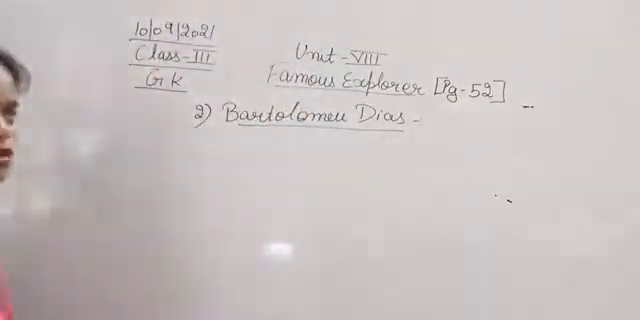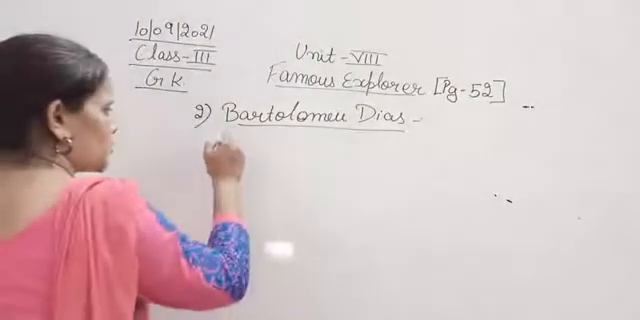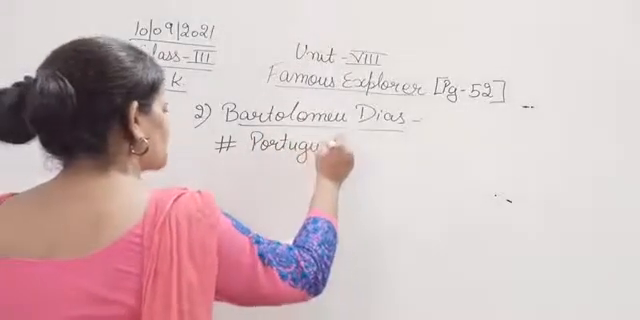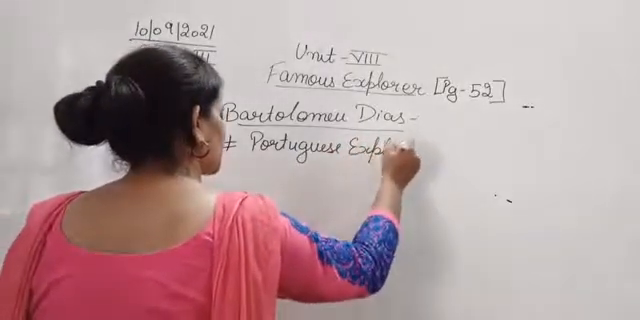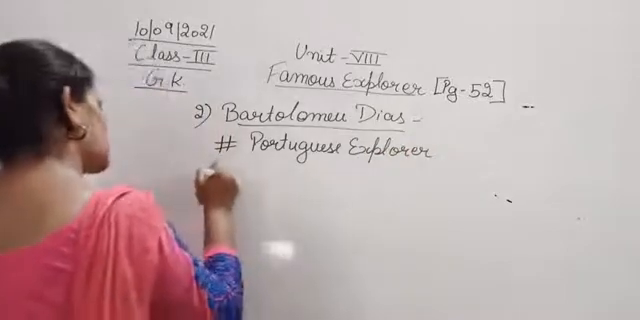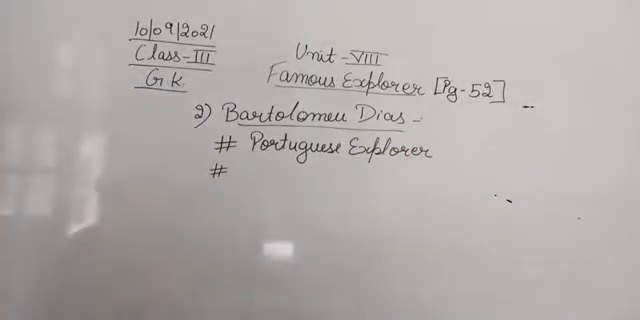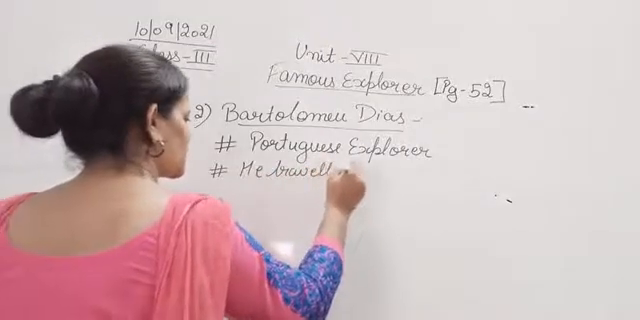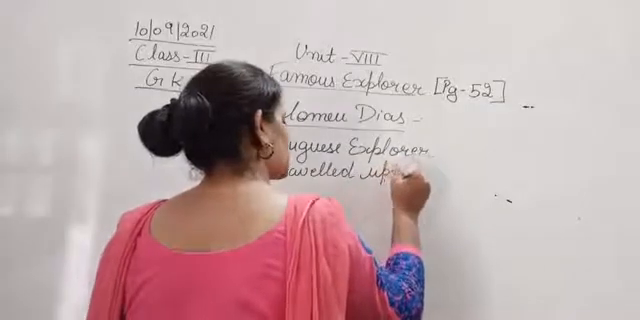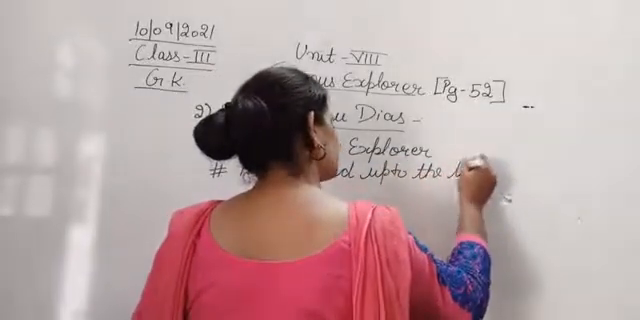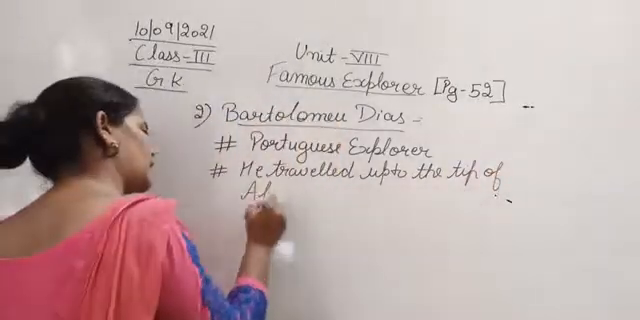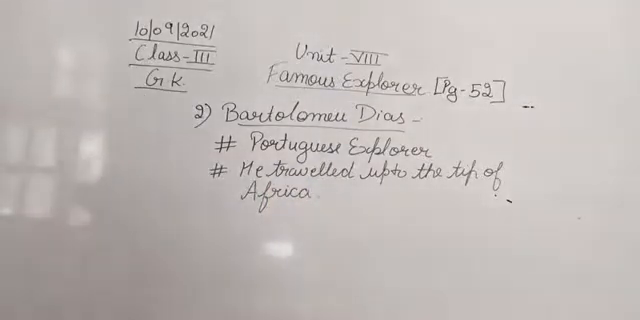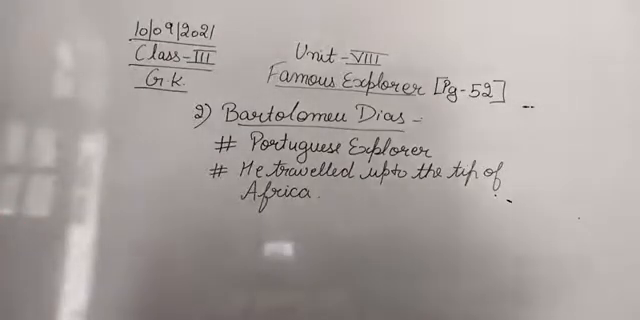So who is he? He was also a Portuguese explorer. So Bartolomeu Diaz was also Portuguese. He was also a Portuguese explorer. Next thing about him is, other than being a Portuguese explorer, he travelled up to the tip of Africa. So he has travelled up to the tip of Africa. So he is Bartolomeu Diaz. Okay. So he was the second explorer.